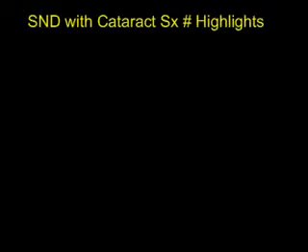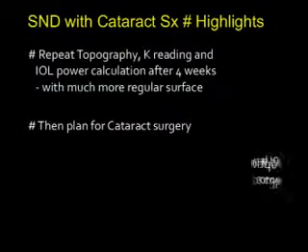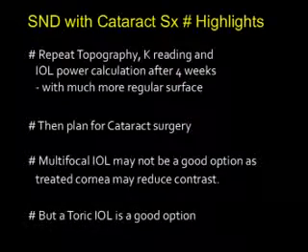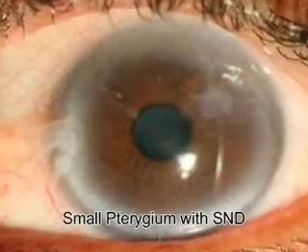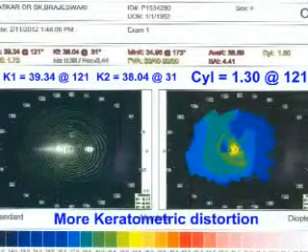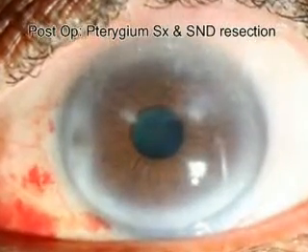Like EBMD, always repeat K readings and IOL power calculation after 4 weeks when the surface is regular. Multifocal IOL may not be a good option as cornea retains some irregularity and may reduce the contrast. Even a small pterygium with SND may cause more keratometric distortion. Prior surgery of both is essential to regularize the corneal surface before cataract surgery.